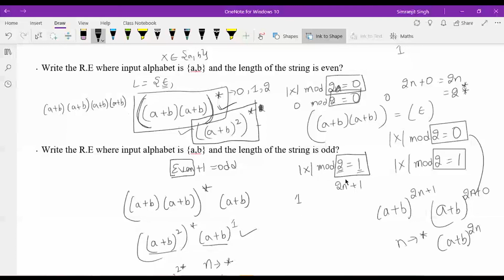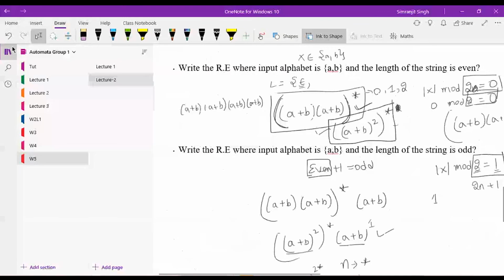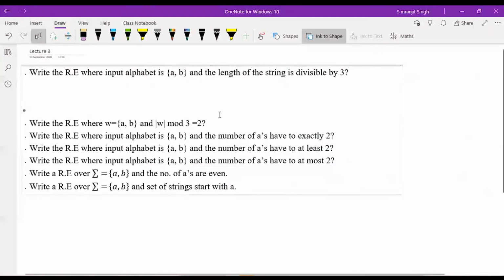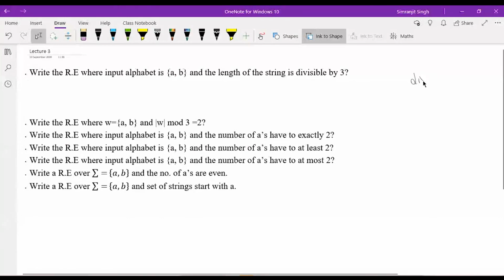Okay, so now if you see the pattern here, that is also written here. If you derive out the pattern, divisible by 3 is just like saying that the length of the string mod 3 is equal to 0. So when it is 0, it means when you divide the length of x by 3, you will get the remainder of 0. It means it is completely divisible, so there is no remainder left behind. Okay, so again you see the pattern here.